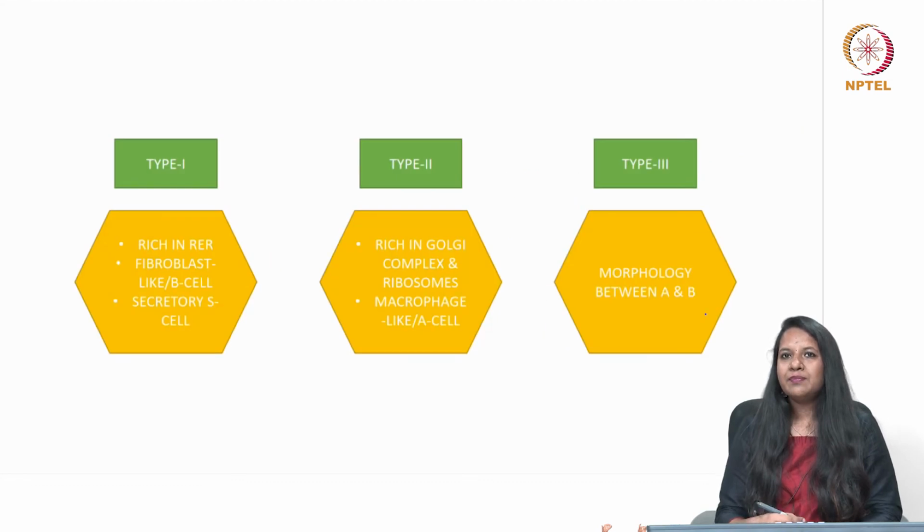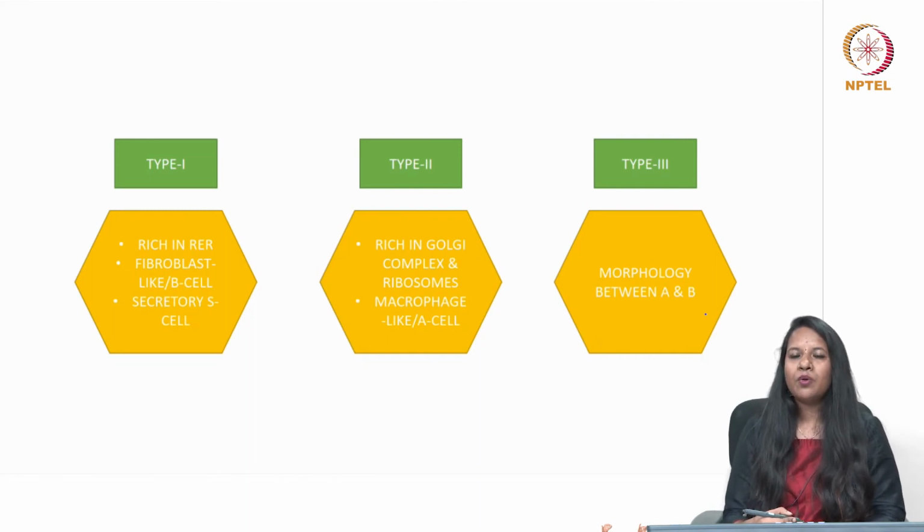There are three types of cells, type 1, type 2 and type 3. The type 1 cells are rich in rough endoplasmic reticulum and are called fibroblast-like, B cells or secretory cells. The type 2 cells are rich in Golgi complex and ribosomes and have a lesser number of rough endoplasmic reticulum. They are called macrophage-like or A cells. And the type 3 cell is intermediate, that is, it shares the morphology between type A and B.